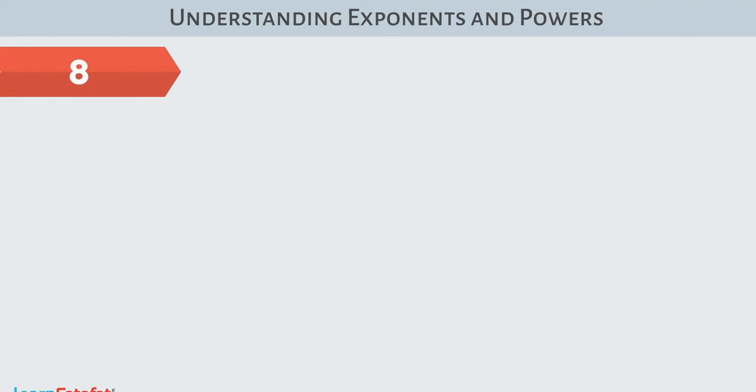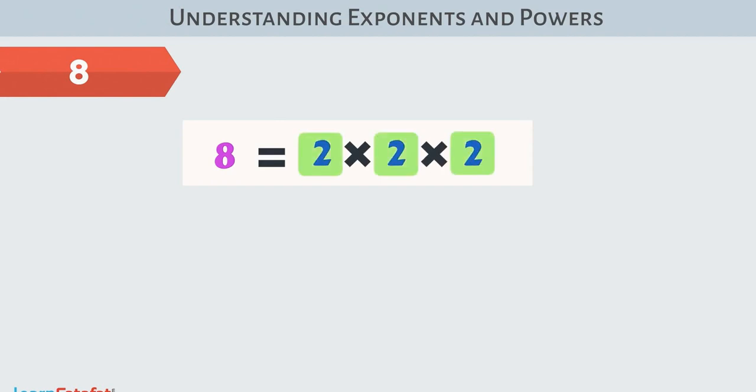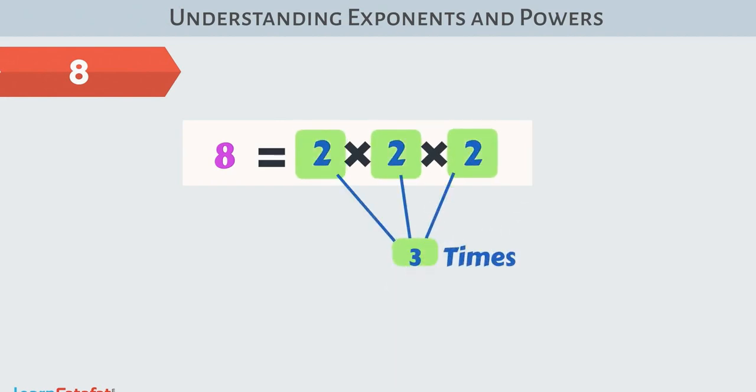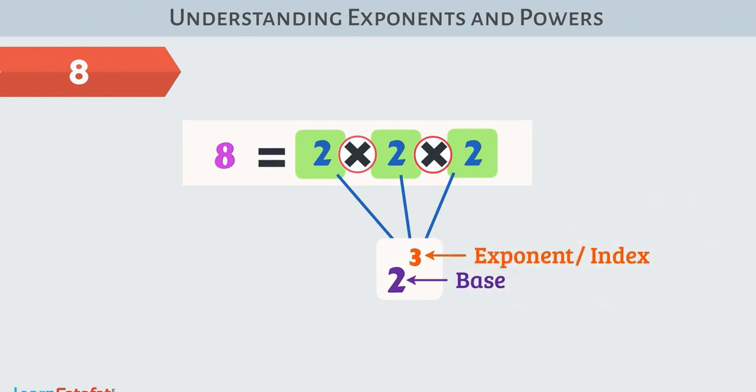Consider number 8. We can write 8 in the form of product 2 into 2 into 2. Here the number 2 is repeated 3 times. Instead of multiplication, we represent it like this, 2 raised to 3. Here 2 is called the base and 3 is called the exponent or index.